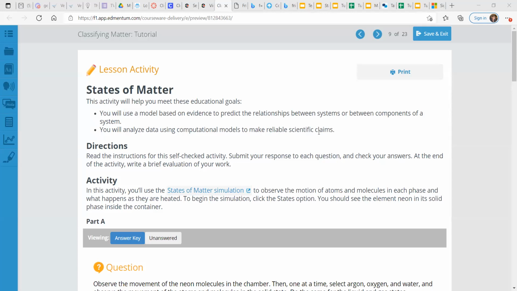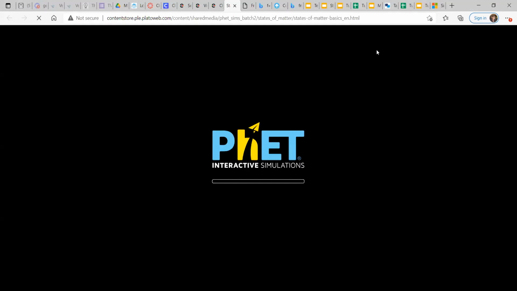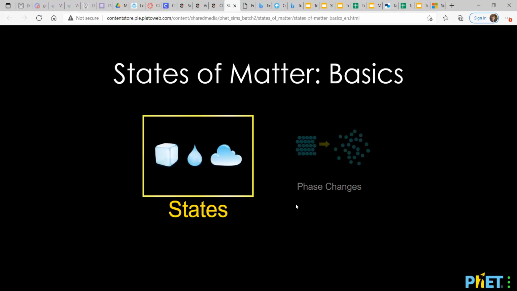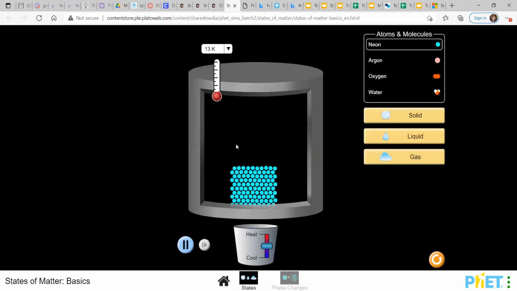And we're going to look at the states of matter simulation to observe the motion of atoms and molecules in each phase and what happens as they are heated. To begin the simulation, we're going to click the states option. You should see the element neon in its solid phase inside the container. Here we go. Basic, here's states. We're on neon, and it's in its solid form at the moment.